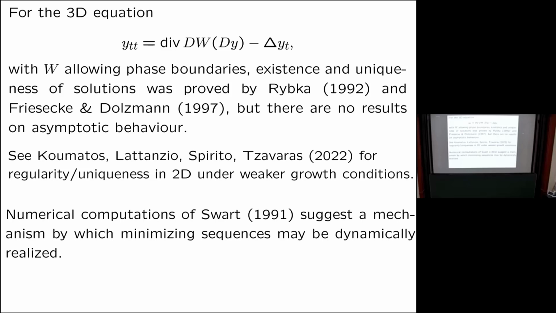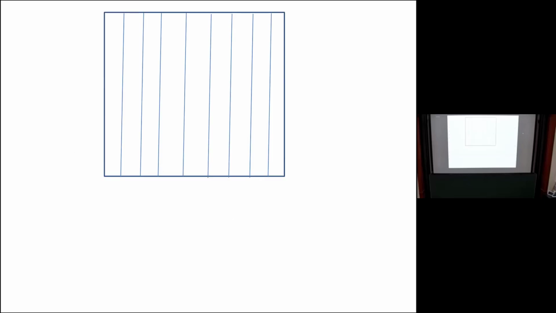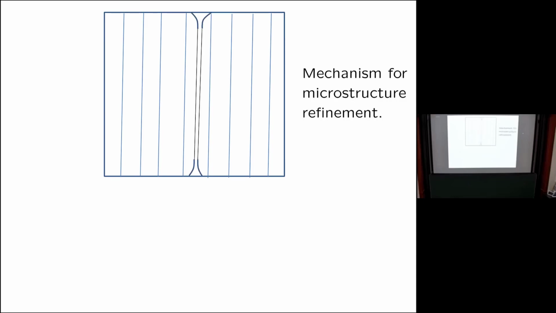Now, numerical computations of Swart, 1991, suggest a mechanism by which minimizing sequences may be dynamically realized in higher dimensions. So he took a simple problem. His energy was the integral of (u_x squared minus 1) all squared plus u_y squared, which has minimizing sequences which go to an infinitely fine laminate. If you start with initial data like this, he ran the dynamics, and you see that he got the beginnings of new interfaces appearing between the old ones.